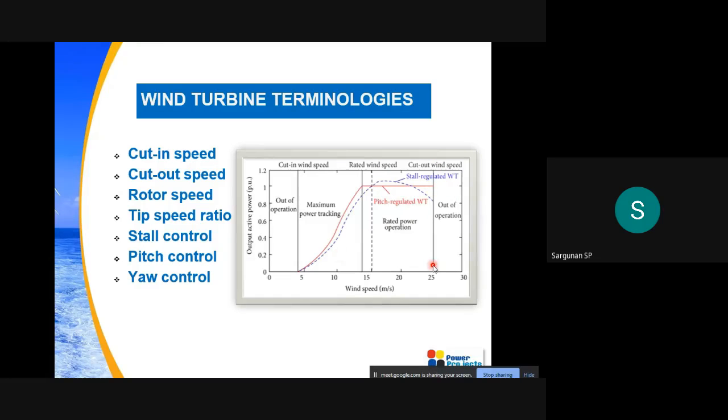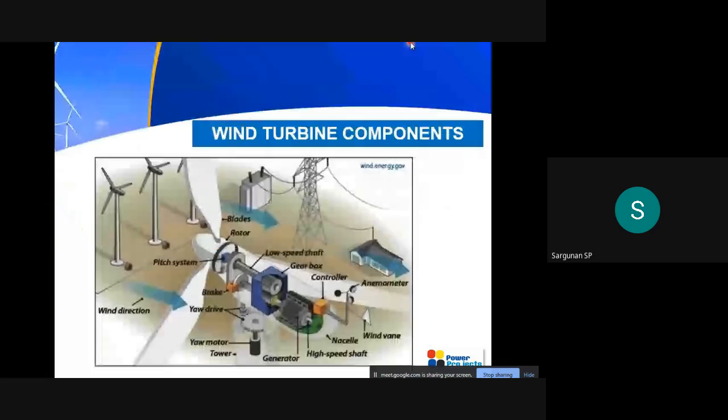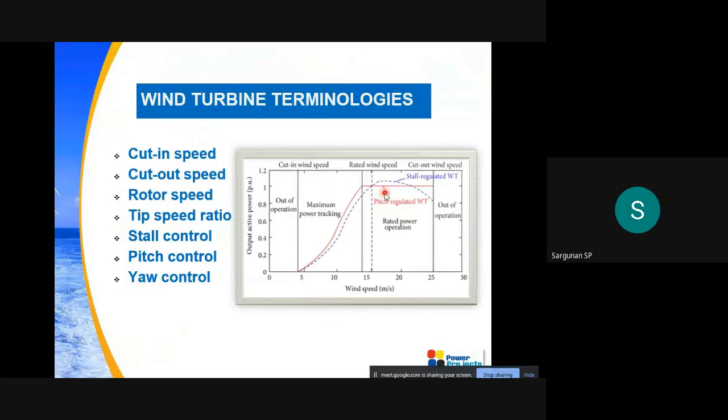So after about 25 meters per second, this wind turbine will not be operated, because that is not quite economical. The other reason is that if it rotates too fast, it will totally damage the equipment. So that is nothing but the cut-in speed and the cut-out speed. And similarly, here you can see the rated speed. It is normally around 14 meters per second.